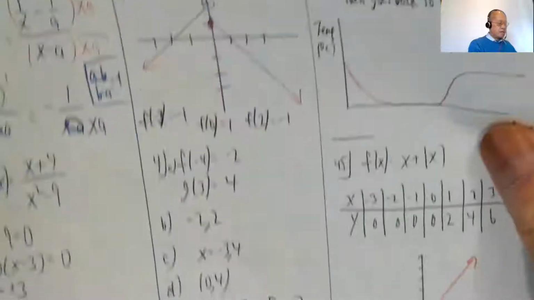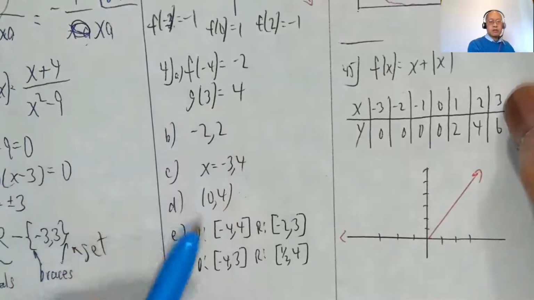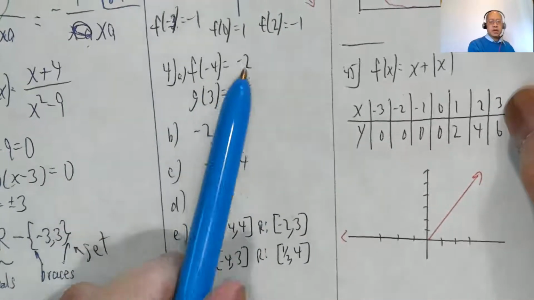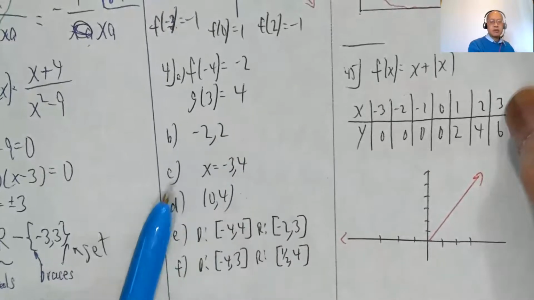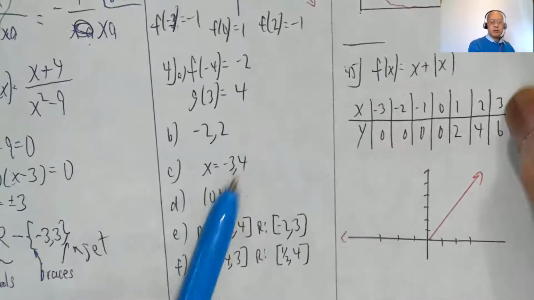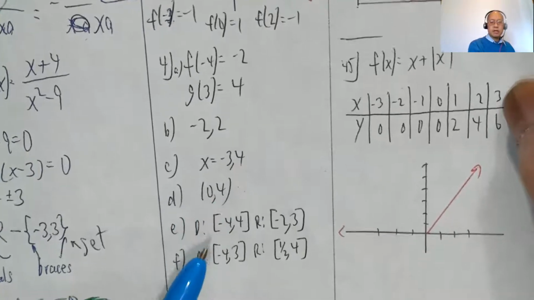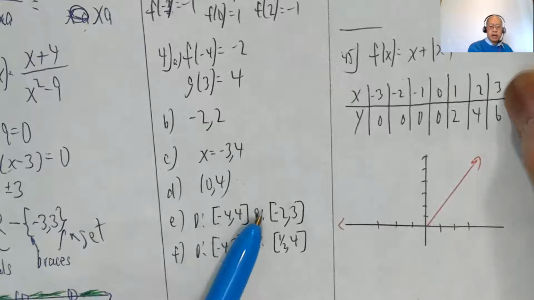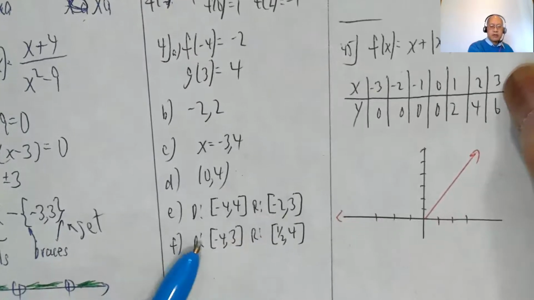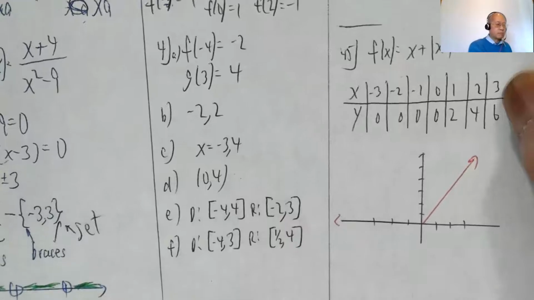I didn't write these in before earlier, so back to problem 4, if you want to see what the solutions are. F of -4 is -2, g of 3 is 4. B, the answers were -2, 2. C, the answers were -3 and 4. D, the interval 0, 4 in parentheses. E, the domain is -4, 4, the range is -2, 3. And F, the domain is -4, 3, the range is 1/2, 4. So this is sort of like the back of the book, if you would.